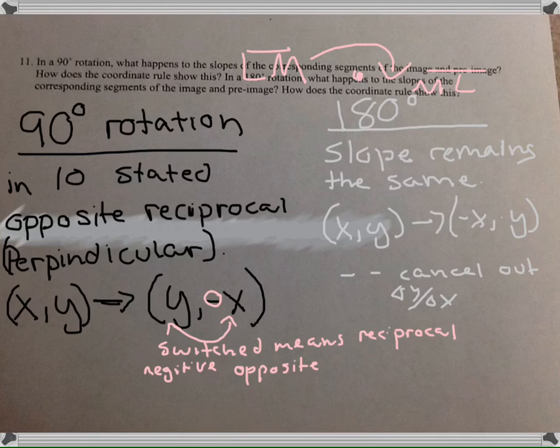For the coordinate rule, it is x comma y to negative x comma negative y. That's supposed to be a negative. Since both are negative, when we go to do the change in y or the change in x, the two negatives cancel out, meaning the slope remains the same.